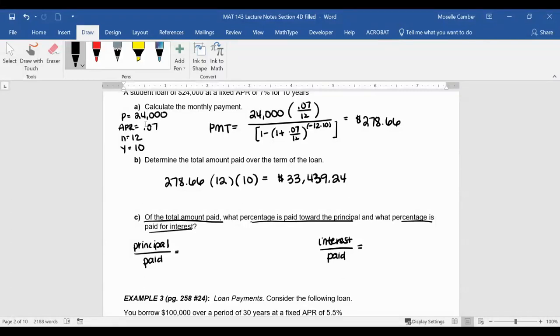So for the principal, we have 24,000 and we paid 33,439.24. So we divide those and we would get 0.72 or 72%. So of the amount that we paid back, 72% was our principal. So to get the interest, we just do 100 minus 72% to get 28%.